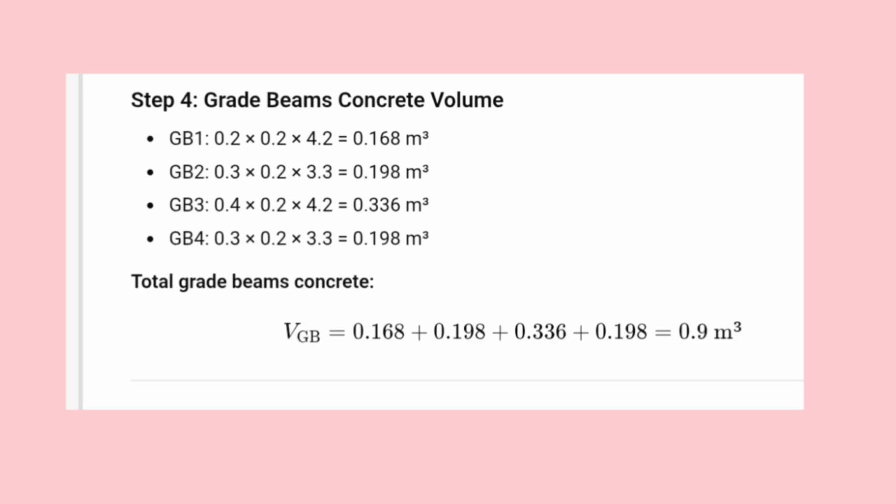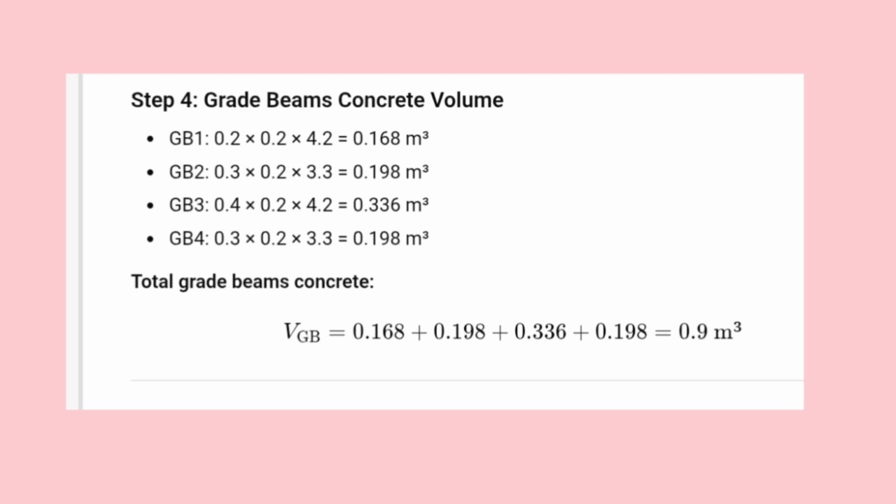Step 4 is grade beam concrete volume. The formula used is length multiplied by width multiplied by depth. For GB1, volume equals 4.2 multiplied by 0.2 multiplied by 0.2, which equals 0.168 cubic meters. For GB2, volume equals 3.3 multiplied by 0.3 multiplied by 0.2, equal to 0.198 cubic meters.